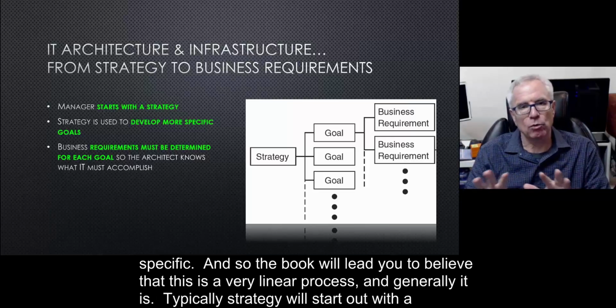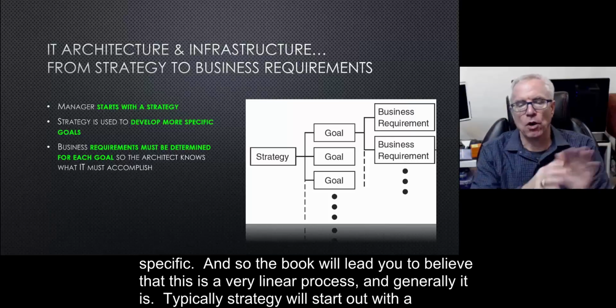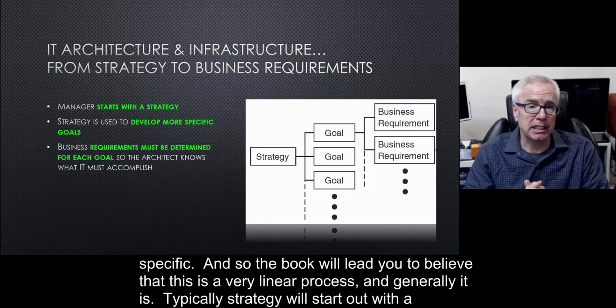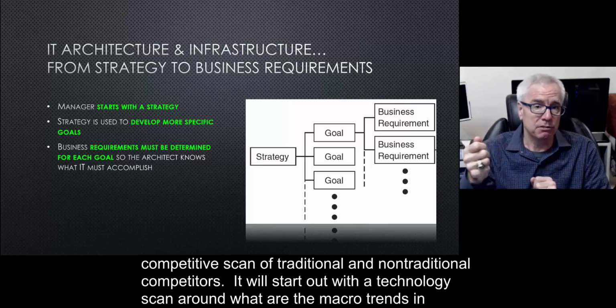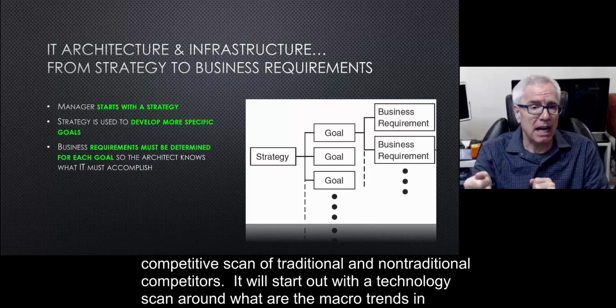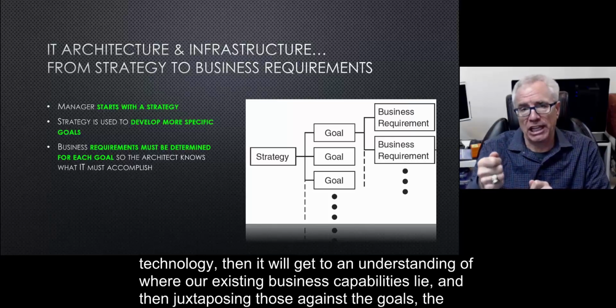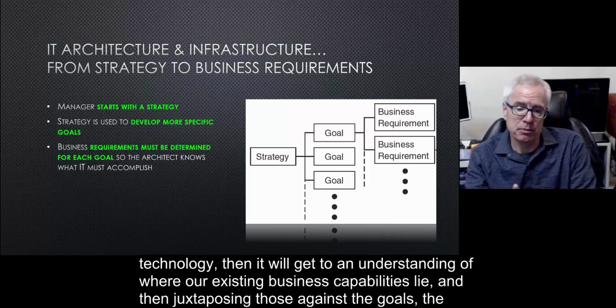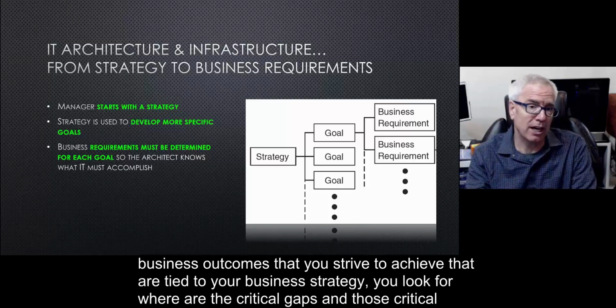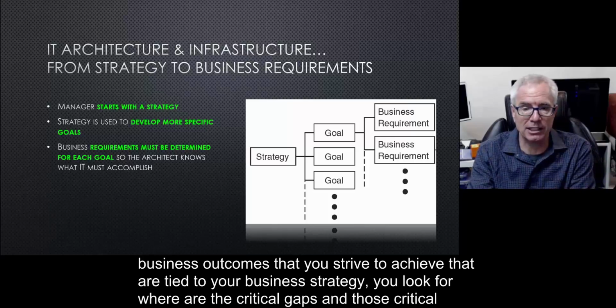And so the book will lead you to believe that this is a very linear process, and generally it is. Typically, strategy will start out with a competitive scan of traditional and non-traditional competitors. It will start out with a technology scan around what are the macro trends in technology. Then it will get to an understanding of where our existing business capabilities lie, and then juxtaposing those against the goals, the business outcomes that you strive to achieve that are tied to your business strategy. You look for where are the critical gaps.